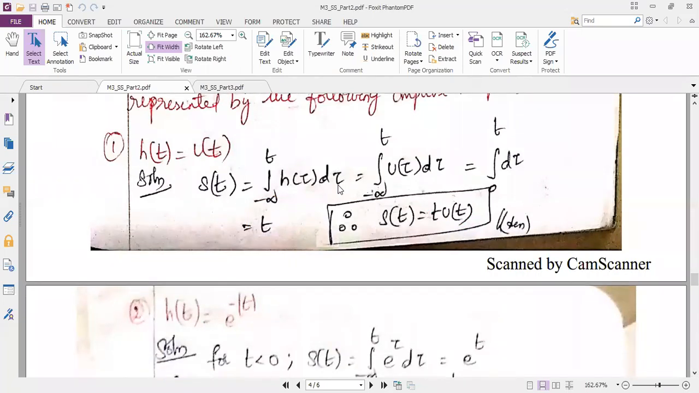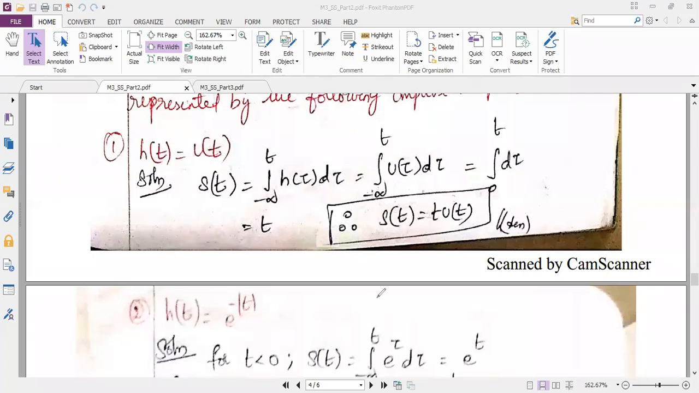The next problem is h of t is equal to e power minus magnitude of t. So here the question does not have u of t, so we do not need to write u of t in the answer. Now this is a bit unique question. Why? Because they have given the magnitude. If magnitude is given, definitely we have to split the integral.